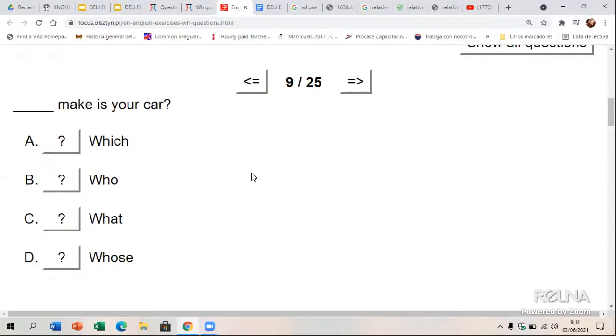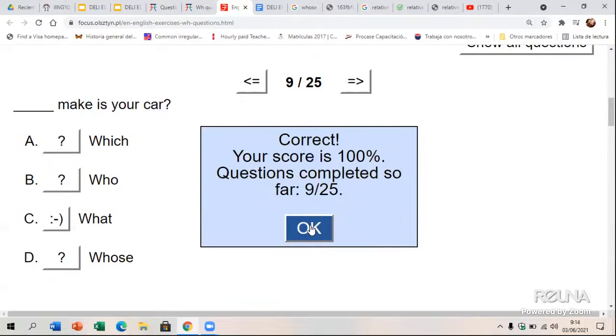Which, who, what, whose? Vicente, what? Jairo, what? Tomás, o. Vicente. No, but I said which paper because you need election. In this case, you need like different, maybe factories or brands. Okay, what? Correct. It's what make is your car. That's the idea. Very good.